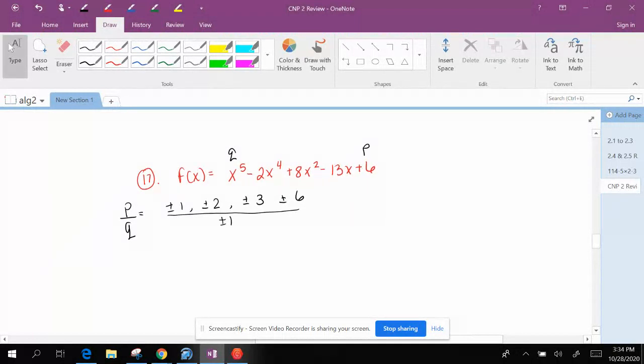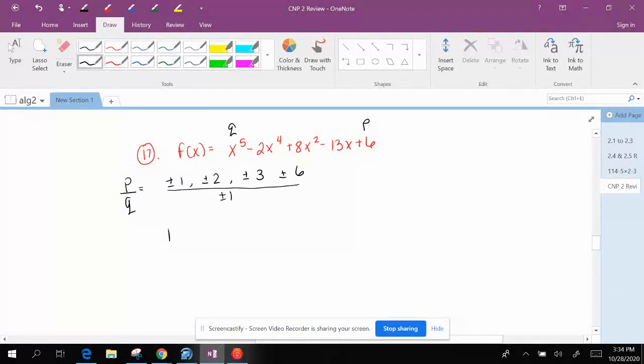And then I'm going to start using synthetic division. So let's just start with 1. So I have 1, and now I'm going to list all of my terms up there. Make sure if something's missing, you put a 0. So x to the 5th is 1, coefficient of 1. X to the 4th is negative 2. X to the 3rd, I don't have 1, so I have to put a placeholder of 0. X to the 2nd is 8. X to the 1st is negative 13, and then positive 6.